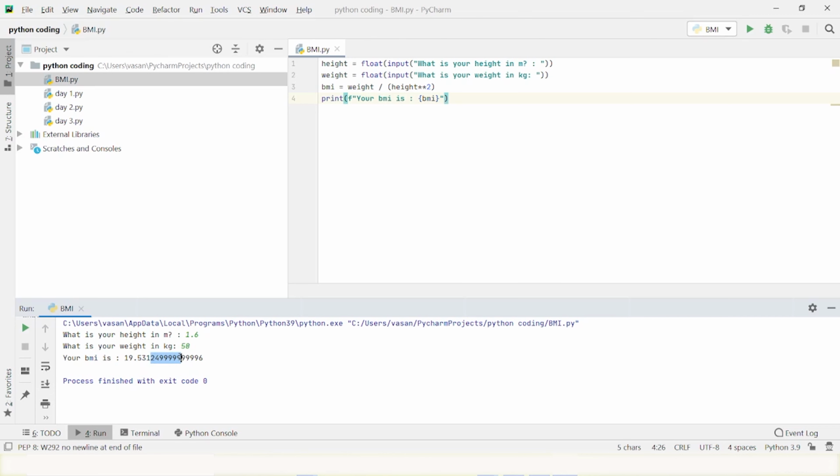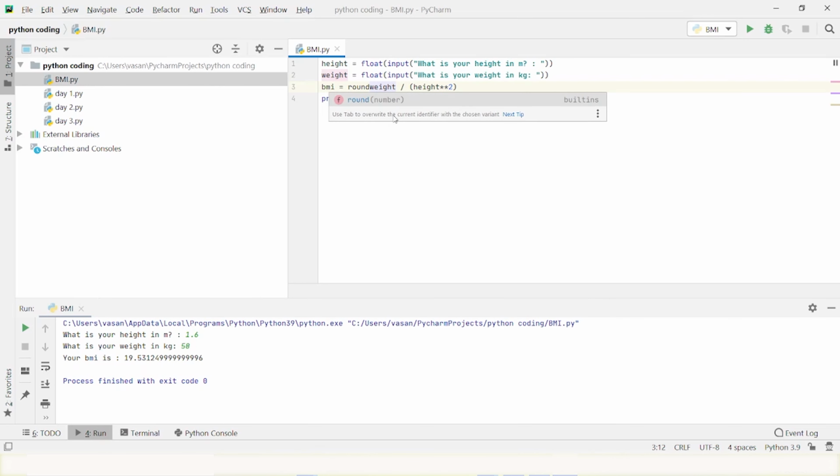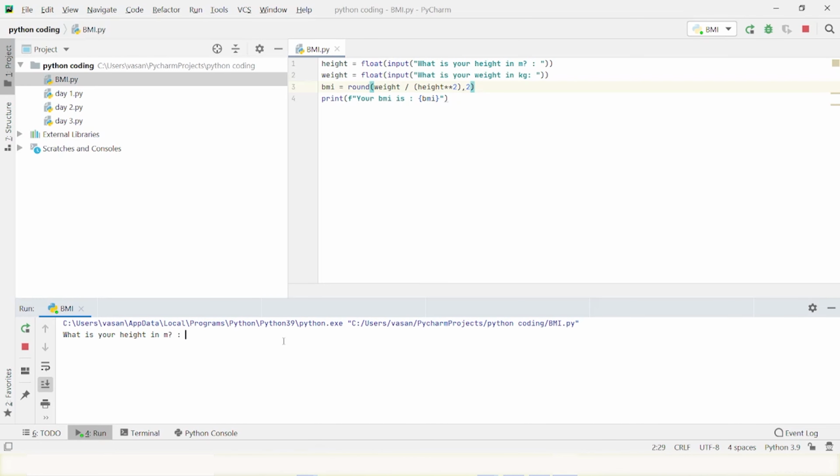So many numbers are there after the decimal point, so we should round it off. Round this one with 2 decimals, which is enough. The number after the comma represents the digits after the decimal point. The same input, 1.6 and 50 kgs, gives 19.53. Okay, this is a normal BMI.